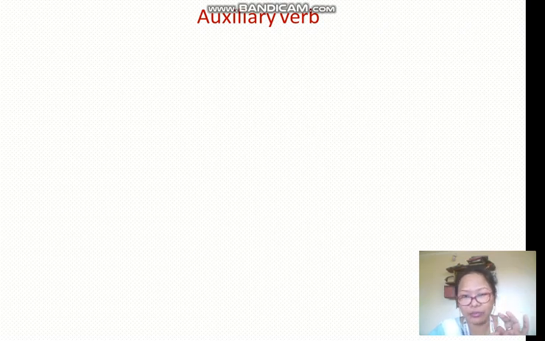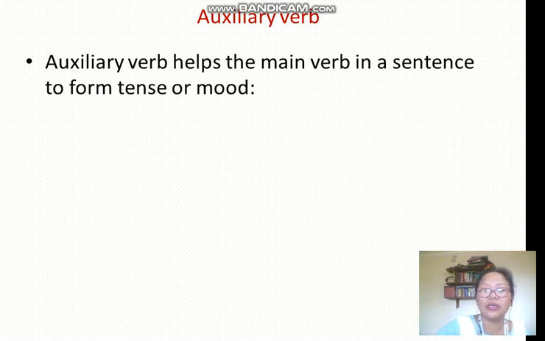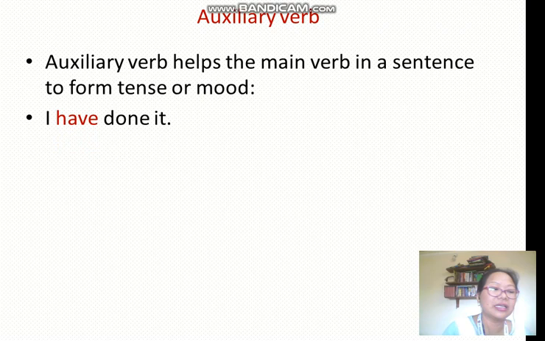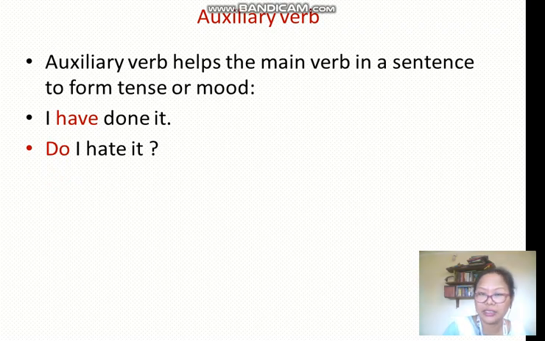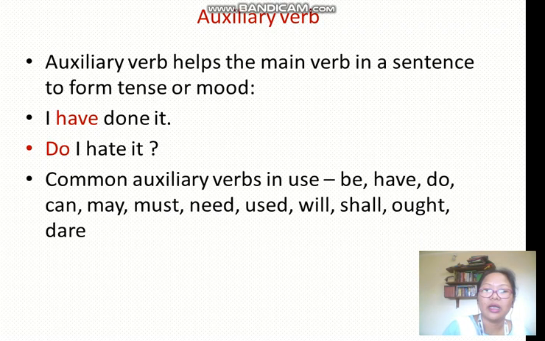Now auxiliary verb. This is a topic which was not covered. What are auxiliary verbs? Auxiliary verbs help the main verb in a sentence to form tense or mood. Look at this sentence. I have done it. Do I hate it? These words which are in red highlighted colors are auxiliary verbs. These are also called helping verbs.